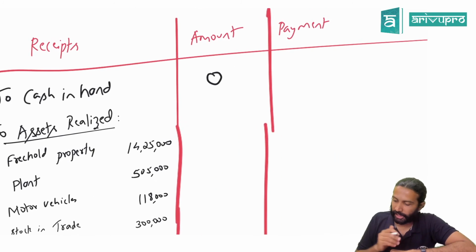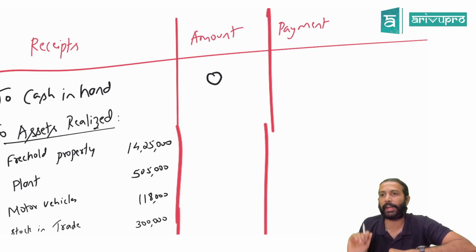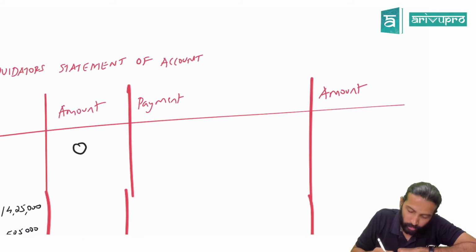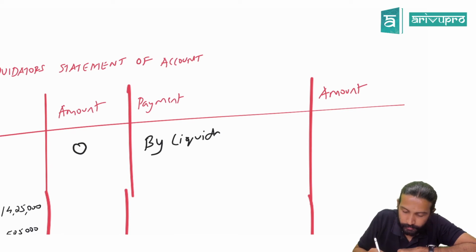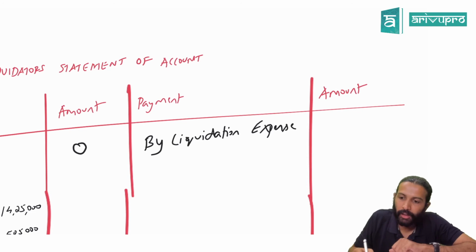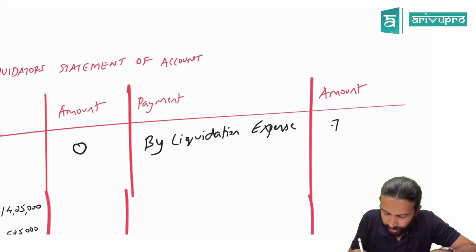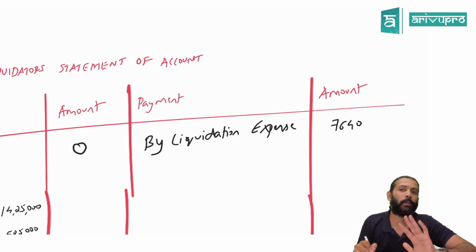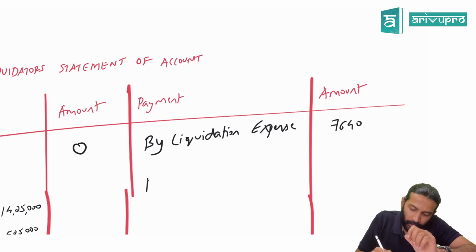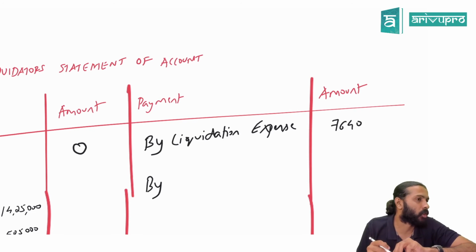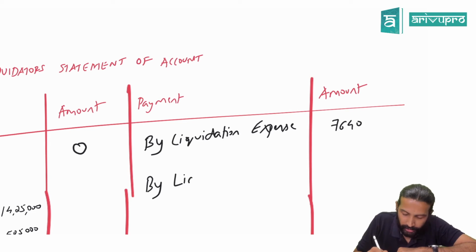Okay, now liquidation expense you are paying, liquidator is paying or getting? Paying. That means it's a payment, no? On the payment side, you will write by liquidation expense. By liquidation expense. And that amount happens to be 7640. Manageable. Next, after liquidation expense, I've given the order. What is the next order, sir? Liquidator ka remuneration. So that means you will write here by liquidator's remuneration.